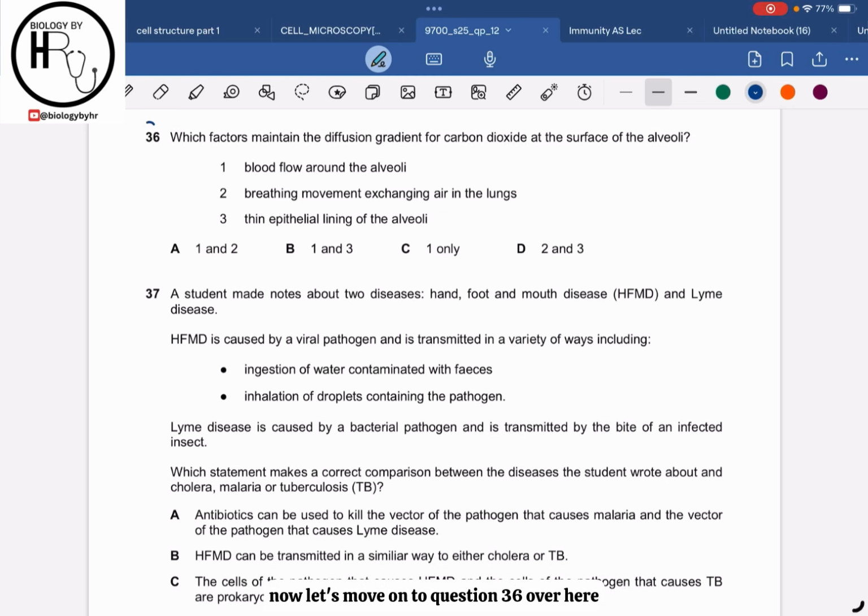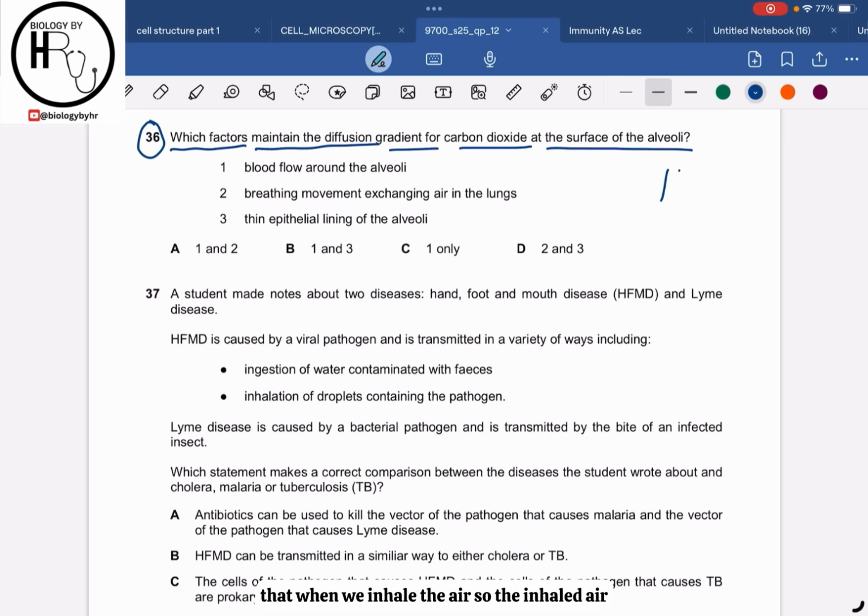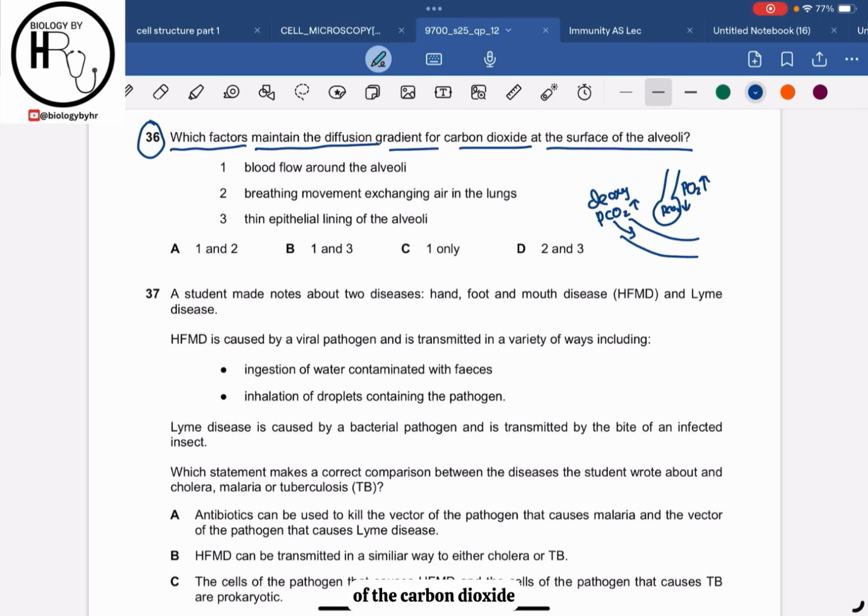Now let's move on to question 36, which asks which factors maintain the diffusion gradient for carbon dioxide at the surface of the alveoli. We know that when the inhaled air reaches the alveoli, the partial pressure of carbon dioxide is low and the partial pressure of oxygen is high, and the blood coming to the lungs is deoxygenated blood, which has a greater partial pressure of carbon dioxide. Now they are asking which factors maintain the diffusion gradient for carbon dioxide.